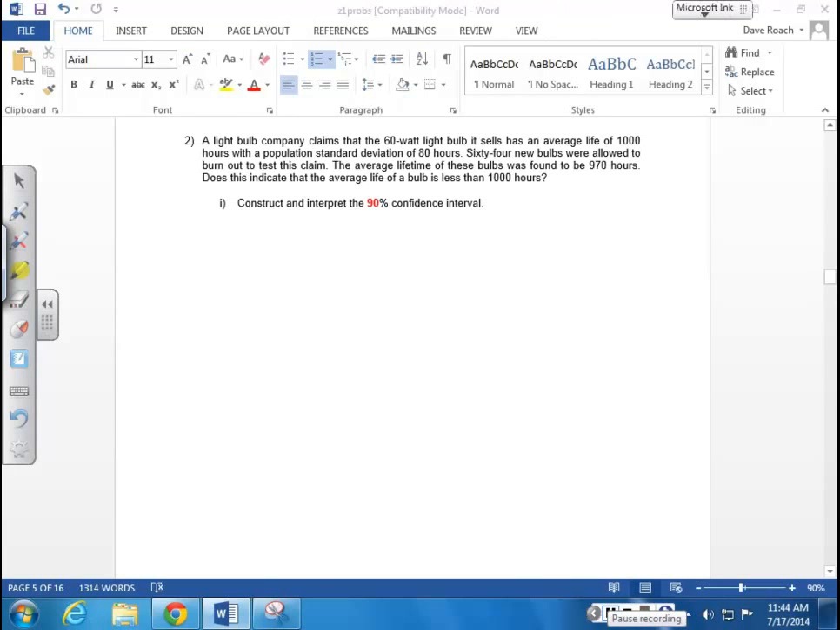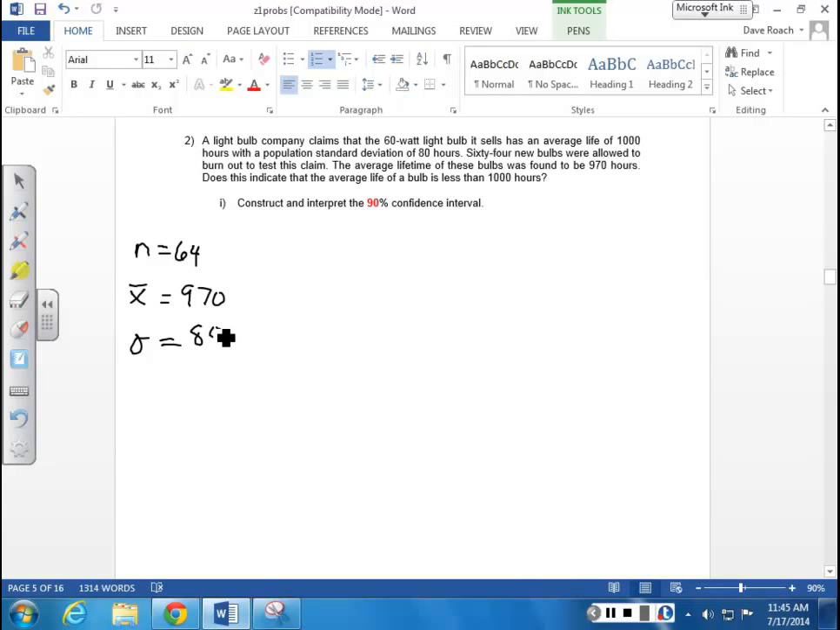Okay, in the next problem, a company claims that their light bulb lasts an average of 1,000 hours with a population standard deviation of 80. We have 64 bulbs in a sample, and the average for those is 970. We'll just have to assume for now, again next week we'll go beyond that, that the population standard deviation is 80. And we want to know if the average, the population mean, is less than 1,000.